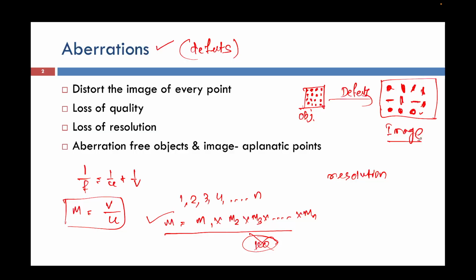But even in lenses which are full of defects, which are full of aberrations, there will be some points where the aberrations will not be there. Why will they not be there? It is not intentional, but unintentionally some points will be associated with a lens where your object as well as your image will be free of aberration. Those points are called aplanatic points.